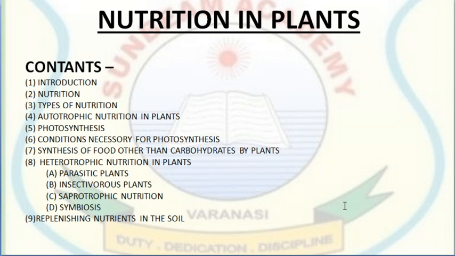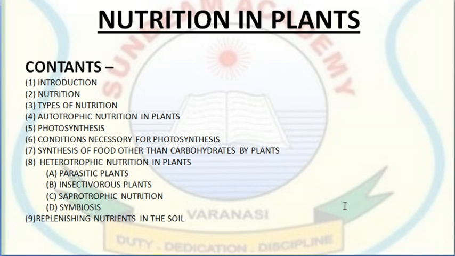And after it, the process of photosynthesis. And after photosynthesis, we will discuss about the conditions which are necessary for photosynthesis. And after it, the synthesis of food other than carbohydrates by plants. And then the heterotrophic nutrition in plants.